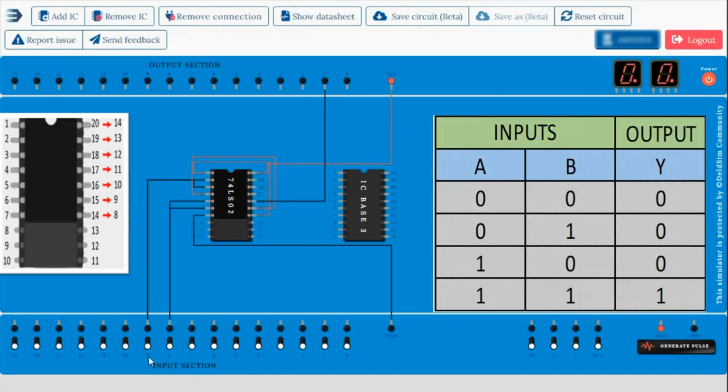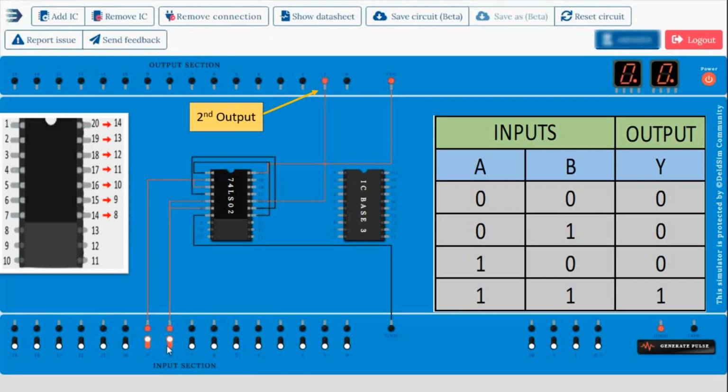First case, both the inputs 0, so the output 0. Second case, A is 0, B is 1, so the output is 0. Third case, A is 1, B is 0. Output is here 0. And in the last case, both the inputs 1. So the output is here also 1. So the truth table of AND gate is verified.